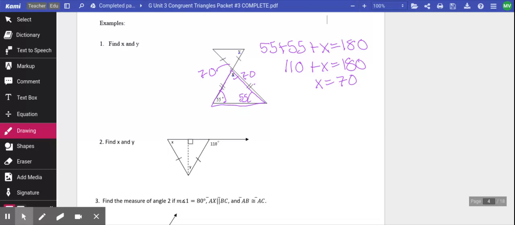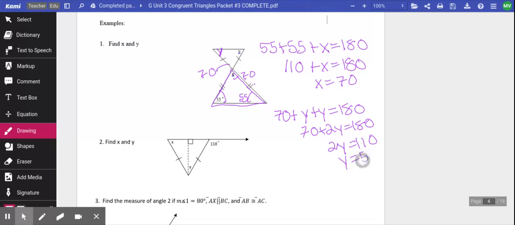Then I'm going to do the same thing, but I know that these two base angles are both Y. So it's 70 plus Y plus Y equals 180. And that's 70 plus 2Y equals 180. So 2Y equals, or 110, sorry, because I subtracted 70. So Y equals 55.